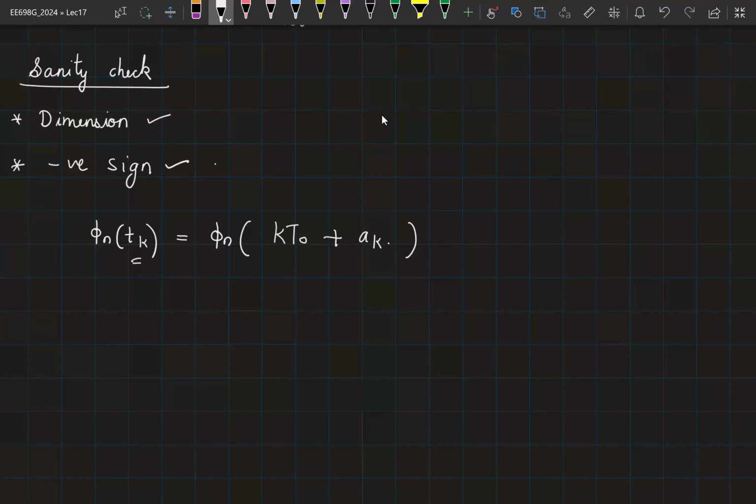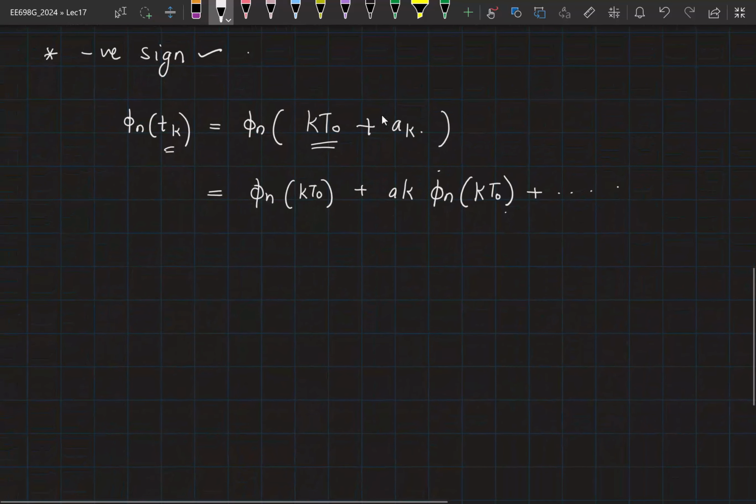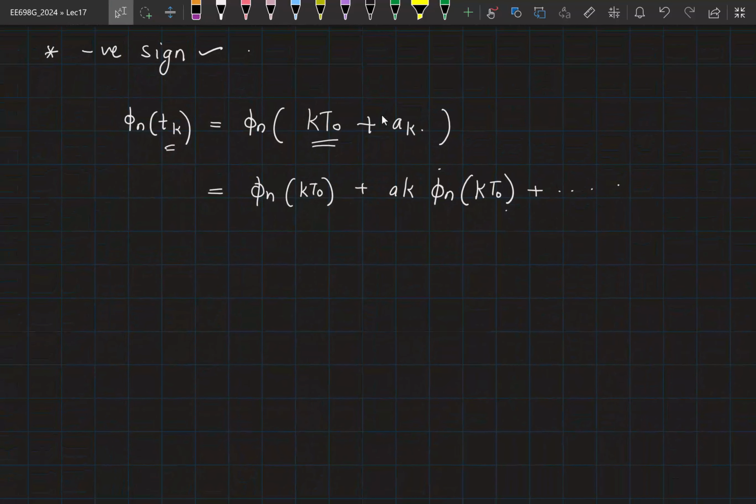So the moment I see something like this, I am inclined to do a Taylor series expansion around Kt naught. Right? So this will be equal to phi n of Kt naught plus Ak into first derivative of phi n around Kt naught plus higher order terms which can be ignored if Ak is a small value to begin with. Now quickly rearrange this and give me an expression for Ak. So what is phi n of Kt naught?